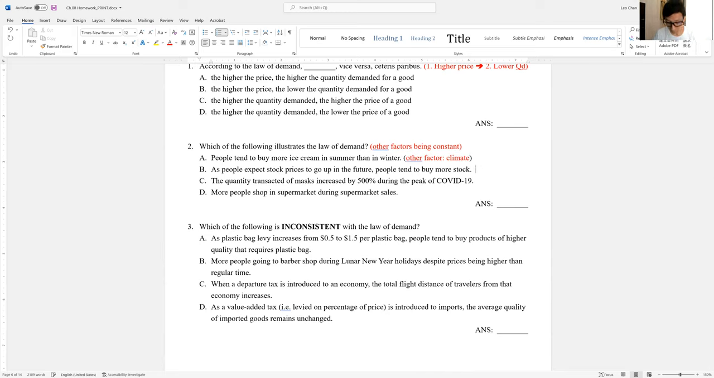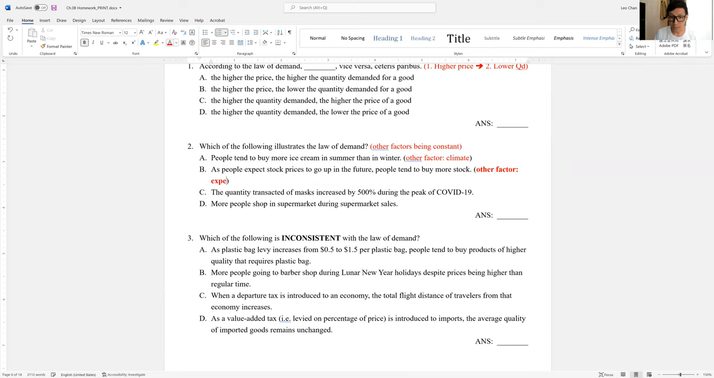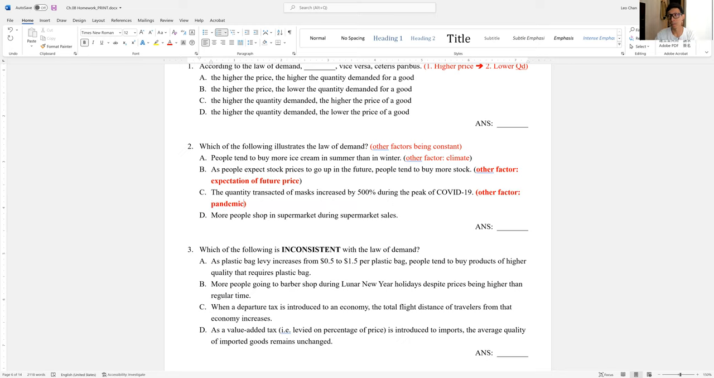Next, as people expect stock prices to go up in the future, people tend to buy more stock. Here you will see, again, the other factor. So what is the other factor in this case? It would be the expectation of future price. Their expectation has changed, so other factors have changed. Next, the quantity transacted of masks increased by 500% during the peak of COVID-19. Obviously, you see this question, the other factor would be the pandemic. There is a pandemic.